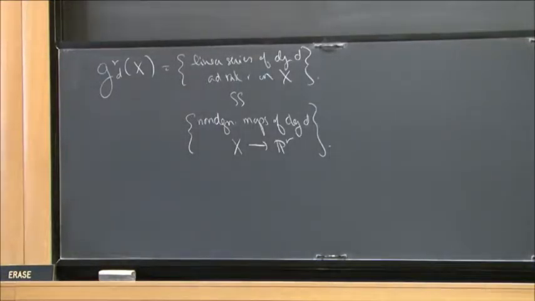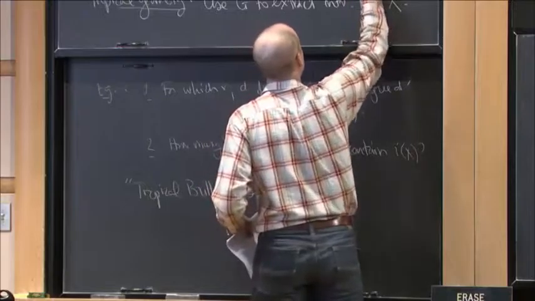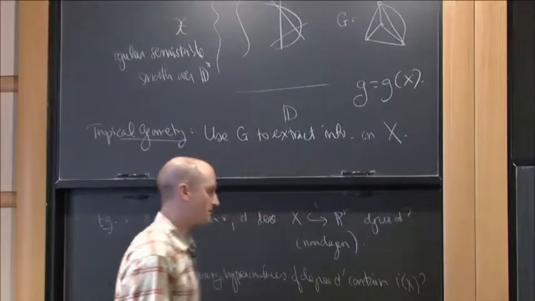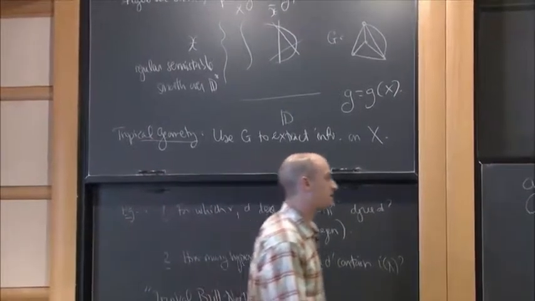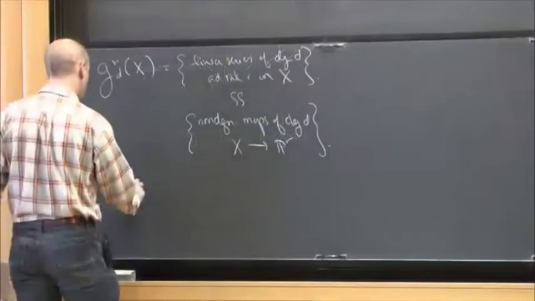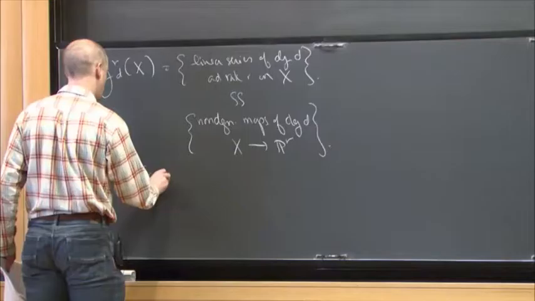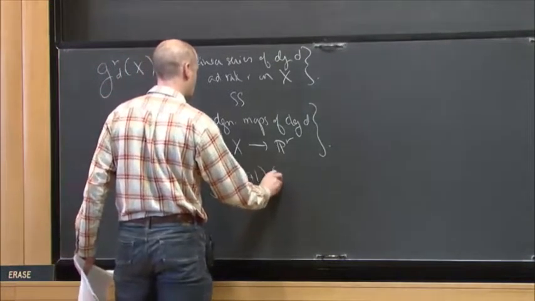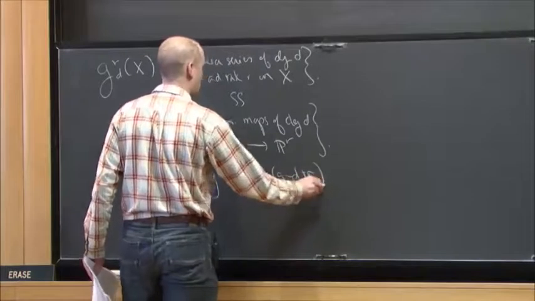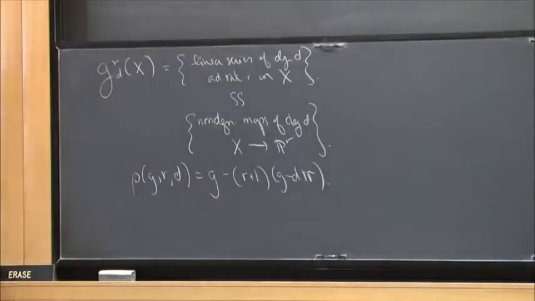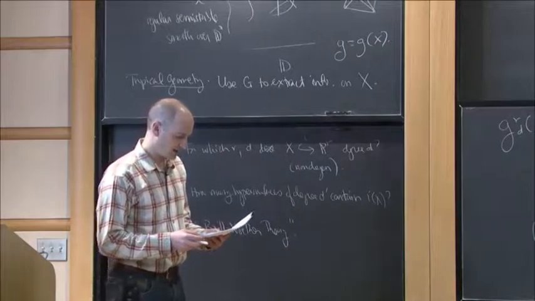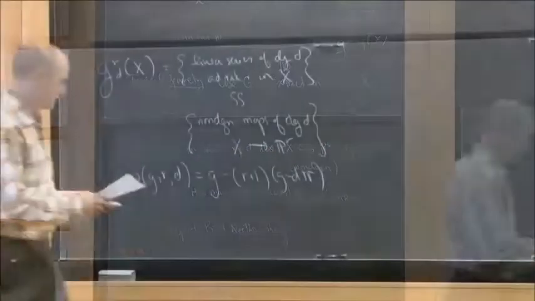And so let me fix G to be the genus of the smooth general fiber. And there's a number that floats around in this whole story, which is rho of G, R, D, which is G minus R plus 1 times G minus D plus R. And this number is a naive dimension estimate for GRD of X, the dimension of GRD of X.